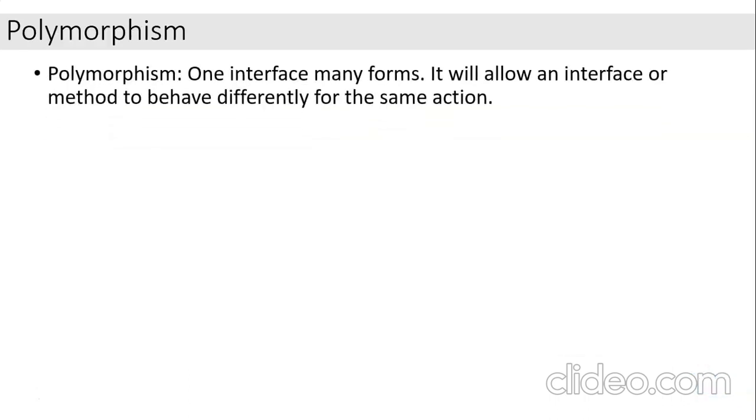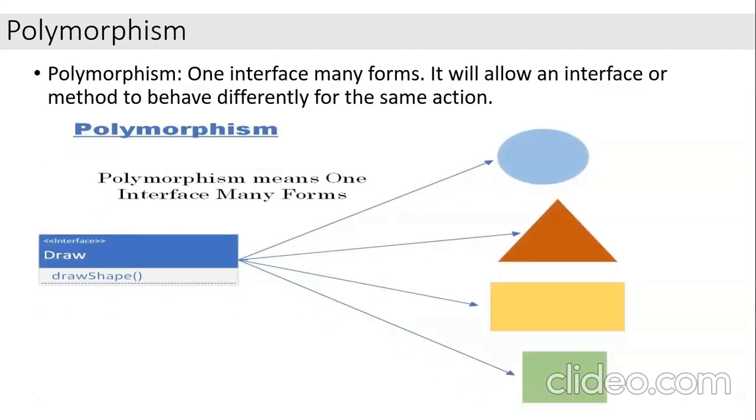And next is polymorphism. Polymorphism means one interface can take many forms. It will allow an interface or method to behave differently for different situations. Now let us say we have a draw class having a draw shape method. Now through polymorphism, this draw shape can draw a circle or a triangle or a rectangle. So through polymorphism, the draw shape method may actually point to a different class to draw a circle, triangle.